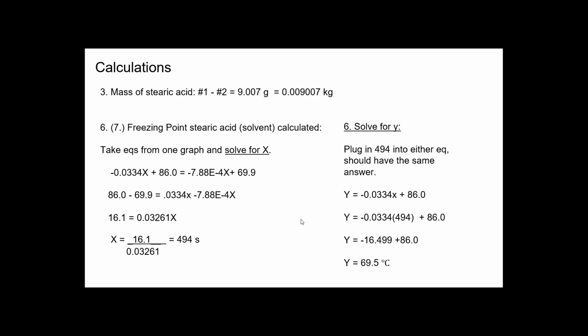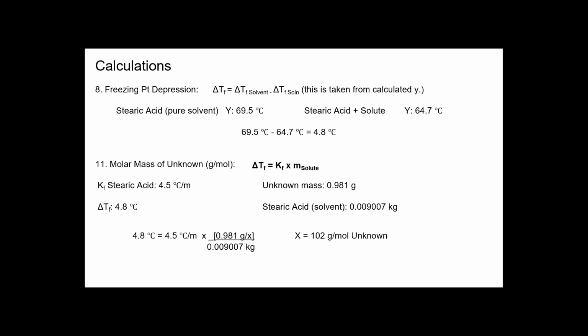Now, for 8, you need to do both graphs. Why? Because you have to take Y's on both of those. The freezing point depression is the temperature of the solvent minus the temperature of the solution, so both of these are taken from calculating Y on the graphs. The first graph is my pure solvent. The second graph is my solution. So you're calculating two Y's. Here are my Y's. I didn't show you this one, but I'm showing you my answer. Then you subtract them, and this is my freezing point depression.